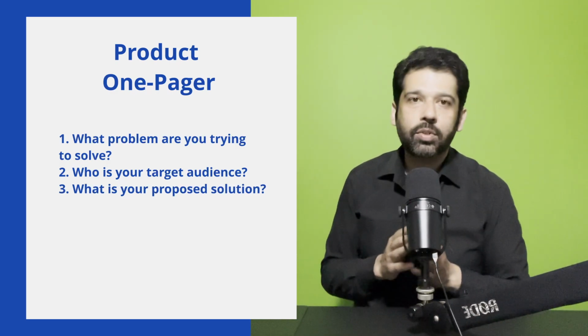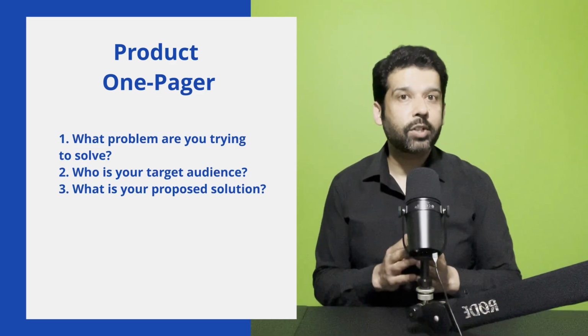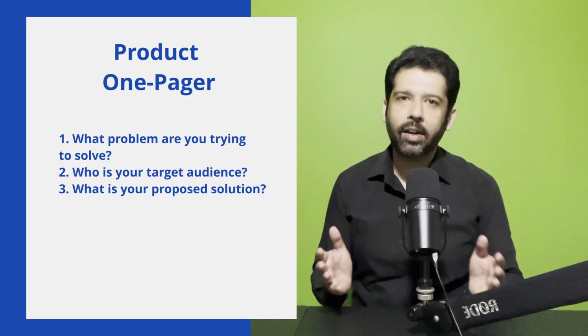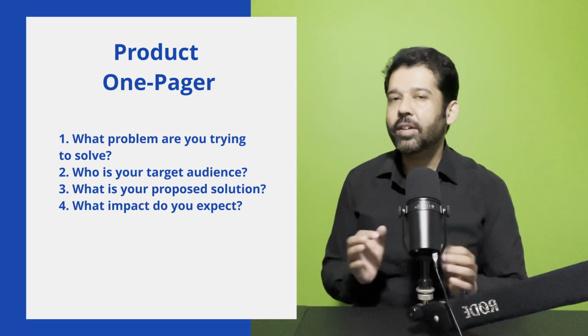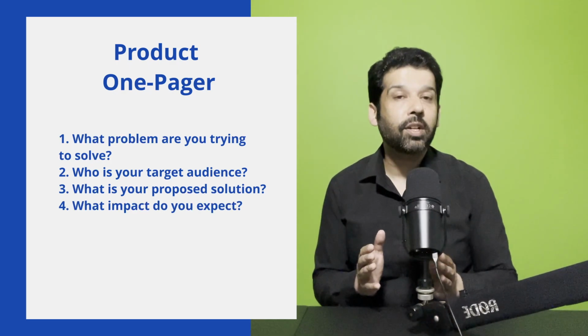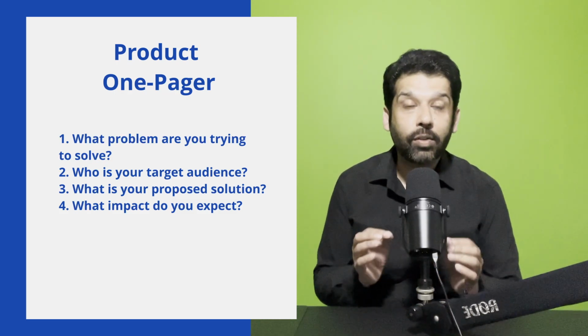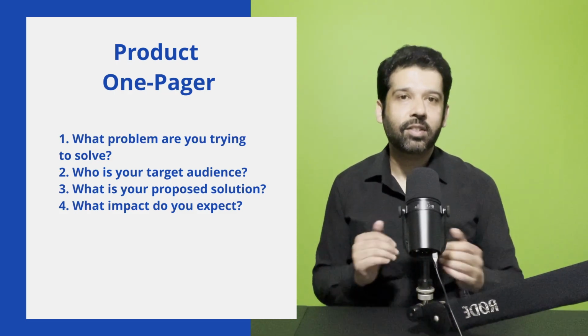Third, what is your proposed solution? In this section, you explain what are you building to solve this problem and how does the solution work at a high level. Fourth, what impact do you expect? This is where you think about user benefits and business outcomes. For example, what will change if your solution is successful?